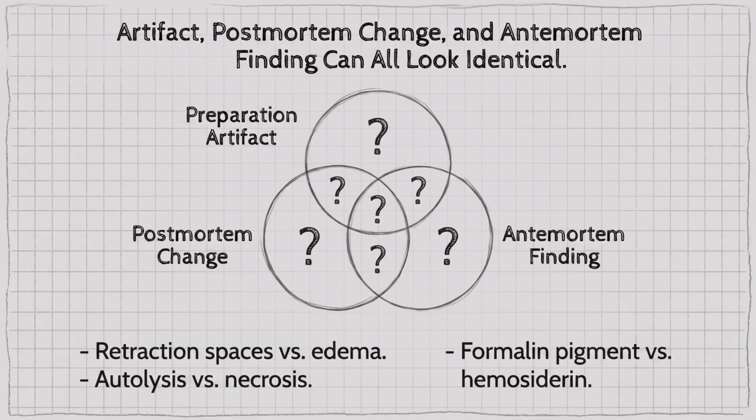So this is where things get tricky and it's a huge part of your job. Distinguishing between true findings and artifacts. Artifacts, postmortem changes, and actual antemortem findings can look incredibly similar under the microscope. Take formalin pigment for example. It's a common artifact, but if you don't recognize it, you might mistake it for a true hemorrhage or another significant finding. Or consider chatter, which can mimic microfractures.